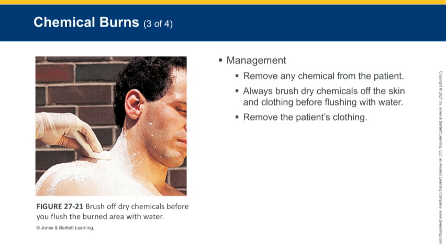The first step in managing a chemical burn is removing any remaining chemical from the patient. Dry chemicals should be brushed off before irrigation. Liquid chemicals should be flushed with large amounts of water for at least 15 to 20 minutes. If the burn involves the eyes, continuous irrigation is necessary.